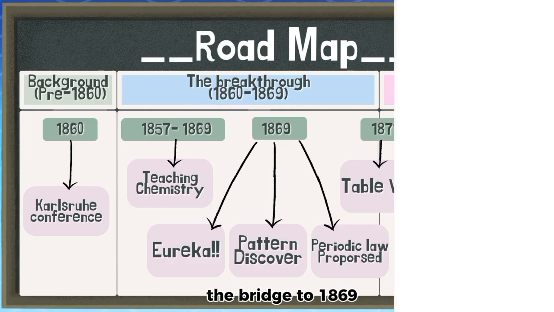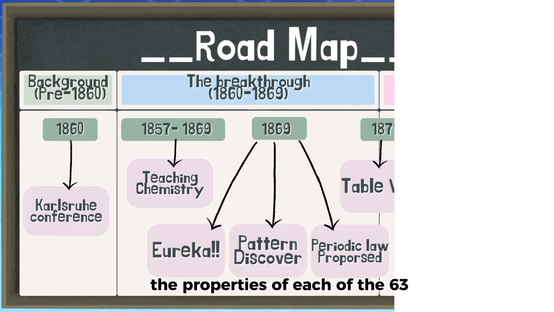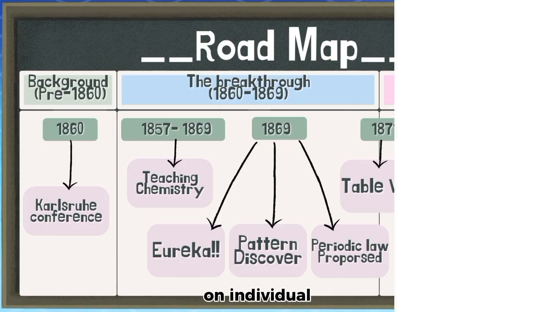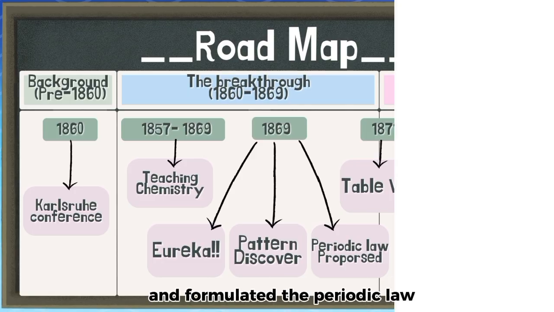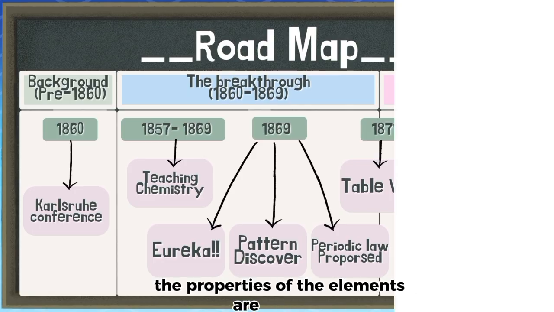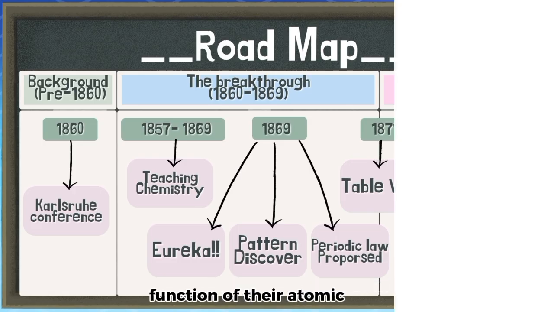The breakthrough came in 1869. Mendeleev famously wrote the properties of each of the 63 known elements on individual cards. He tried arranging these cards in different ways. His genius was to realize that when arranged by increasing atomic weight, the chemical properties show a repeating pattern. He published his first periodic table and formulated the periodic law: the properties of the elements are periodic functions of their atomic weights.